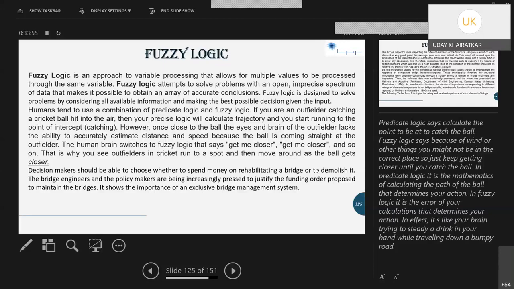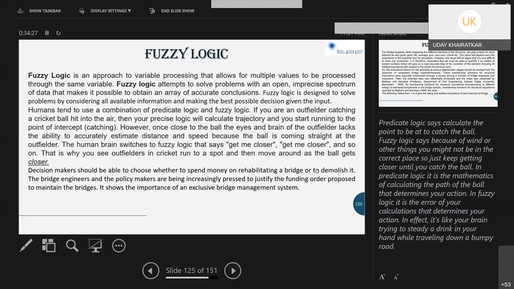Once close to the ball, the brain of the outfielder lacks the ability to accurately estimate distance and speed because the ball is coming straight at the outfielder. Once you near the point where you think that the ball is going to come, the fielder will start to readjust his location. The human brain switches to fuzzy logic and says, get me closer, and so on. That is why you see an outfielder in cricket run to a spot and then move around as the ball gets closer.